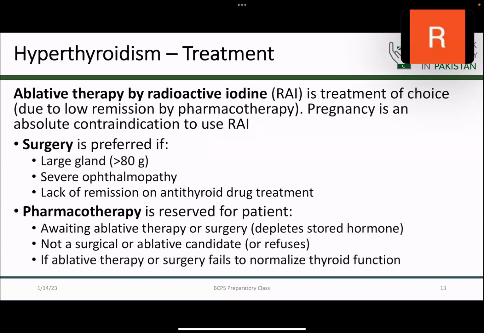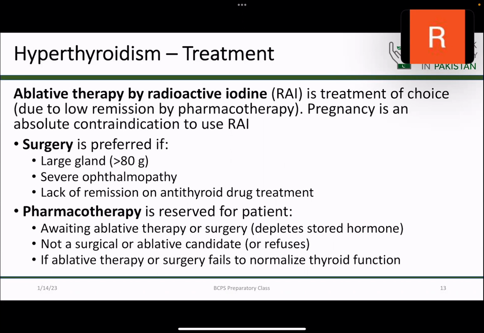So how will you treat hyperthyroidism? The gold standard for hyperthyroidism is ablative therapy by radioactive iodine. This is one of the most effective treatment options in which the thyroid is destroyed by radioactive iodine. And if the thyroid gland is not there, obviously the secretions of the thyroid gland would not be there. So this is how you can treat hyperthyroidism.